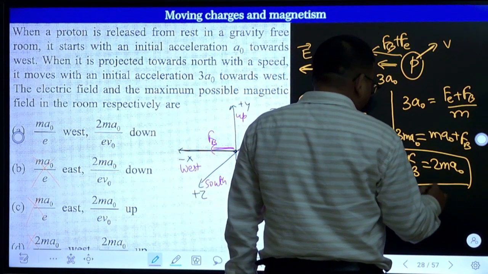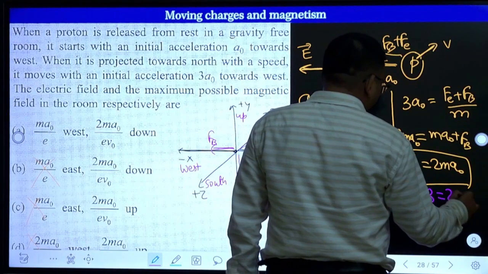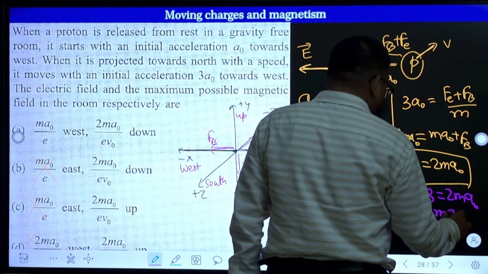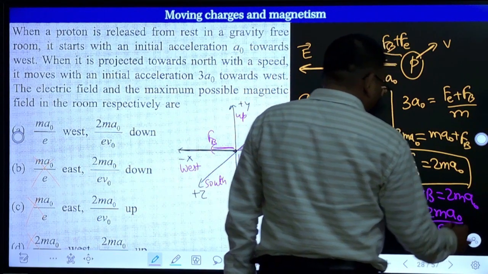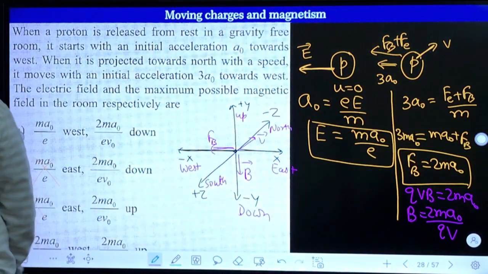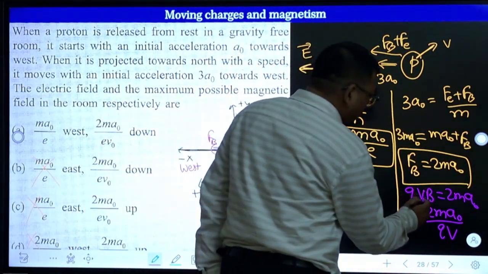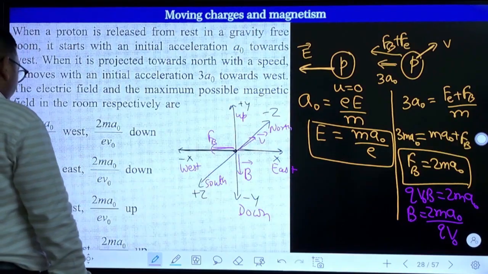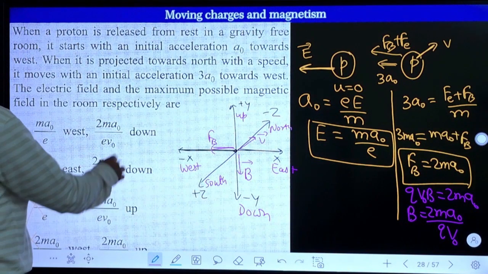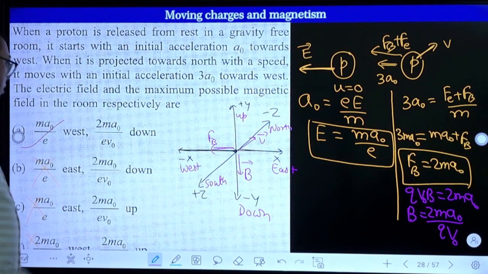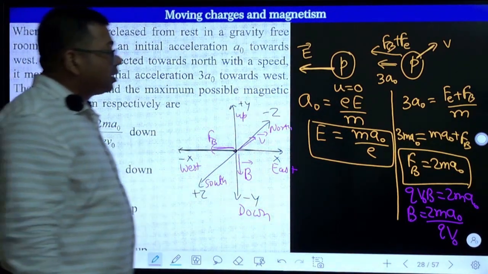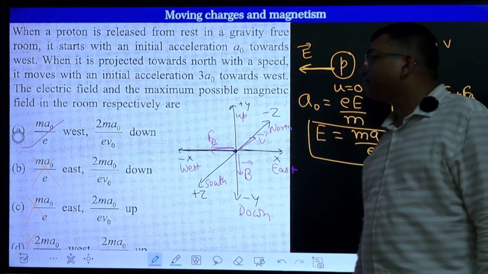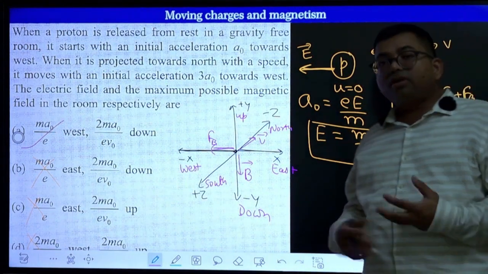So definitely, now you calculate the magnetic field from here, because we have calculated the magnetic force. QVB is 2 m a naught. So the magnetic field is 2 m a naught by QV, right? Here V is V naught. So this is the magnetic field, but it is in the downward direction. Now you choose it. The first option itself is correct, we have already done it, but to check this answer, the charge is e here. So now we can verify both the options, right? Fine, so this is how you can solve questions.